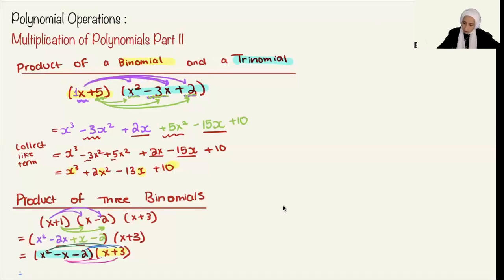I end up getting over here x squared with x, that's x cubed, x squared with 3, that's plus 3x squared. And then the next one, I did it in pink. I do negative x with x, that's negative x squared. And then negative x with 3, that's negative 3x. And then the last one I've done in blue here, negative 2 with x, that's negative 2x. And negative 2 with 3, that's negative 6.